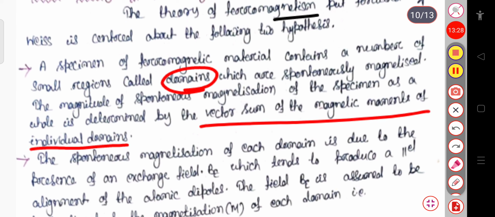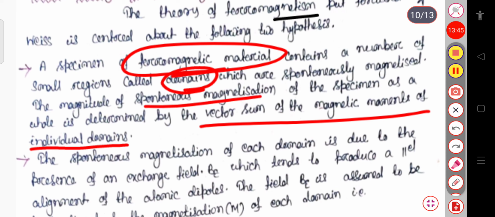That is, the first hypothesis of Weiss is that the ferromagnetic material contains a number of small regions called domains, and these domains are spontaneously magnetized, and the magnitude of the spontaneous magnetization of the specimen as a whole is determined by the vector sum of the magnetic moments of the individual domains.